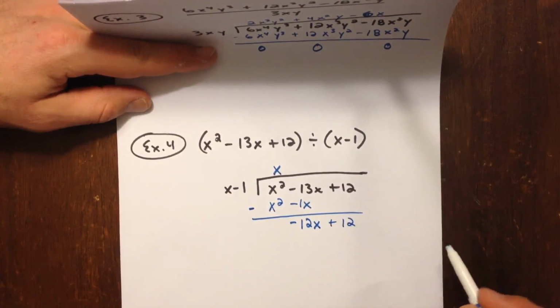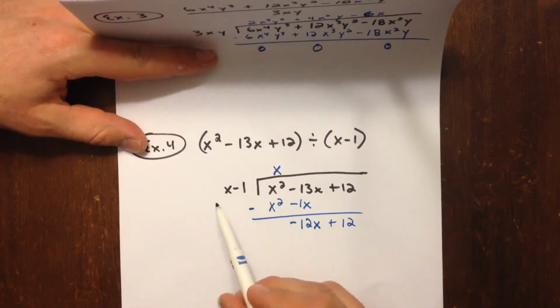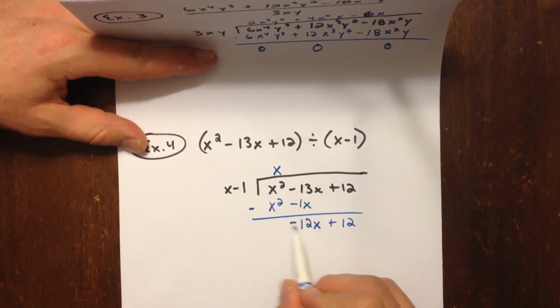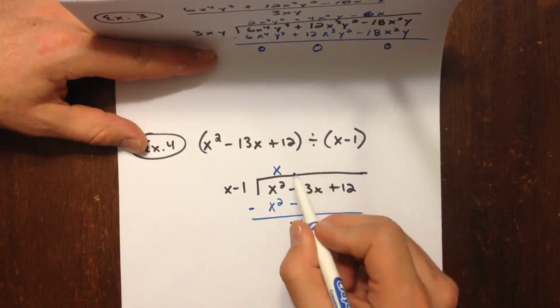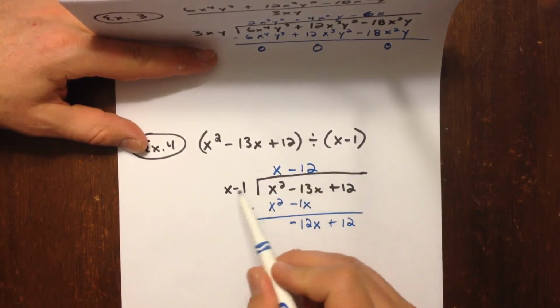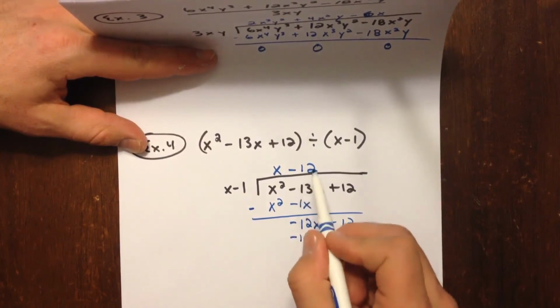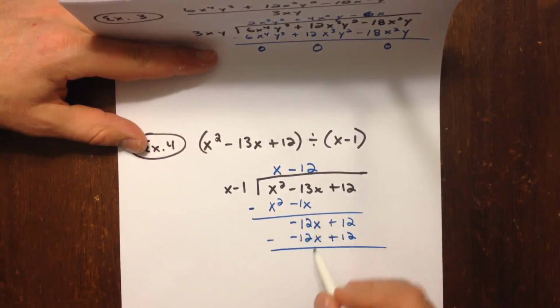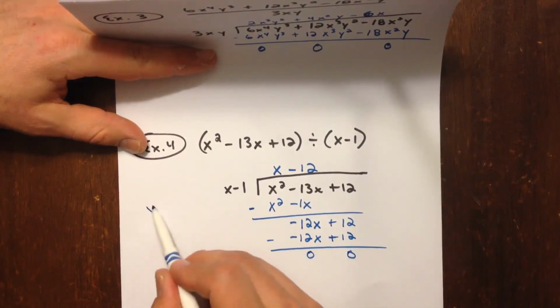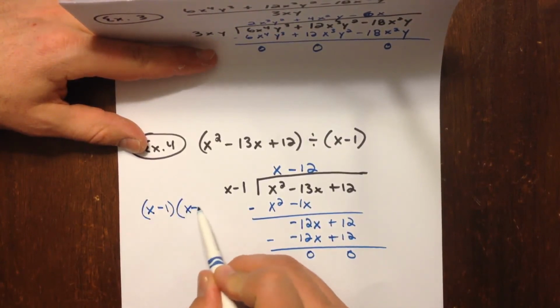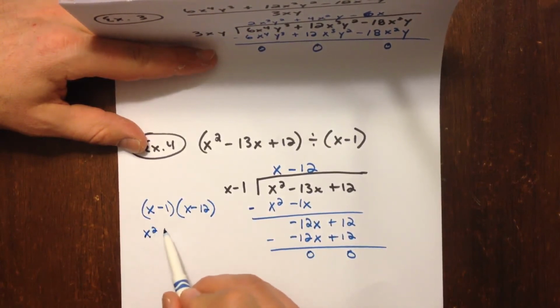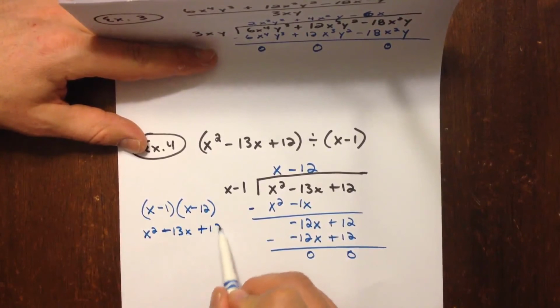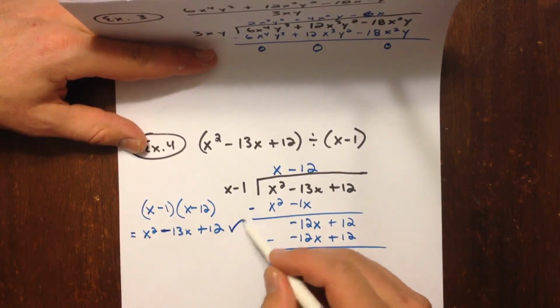Bring this down, you get plus 12. Okay, so x goes into negative 12x negative 12 times. So negative 12 times x is negative 12x, and negative 12 times negative 1 is positive 12. And guess what? When you subtract those, you get 0. So there is no remainder. So x minus 1 times x minus 12 must equal negative 13x plus 12. If you check it out, you see that it does.